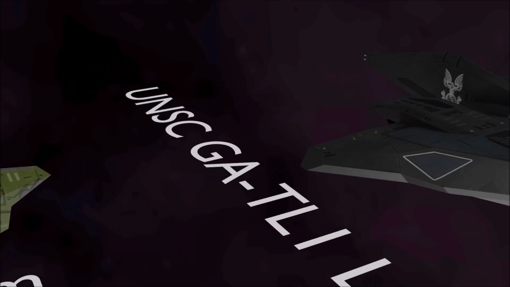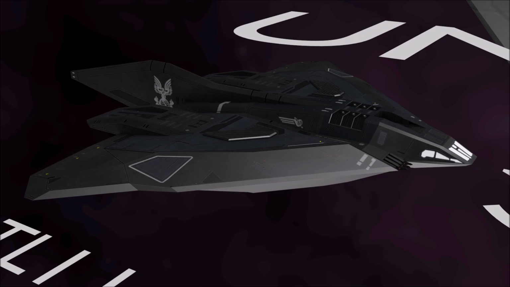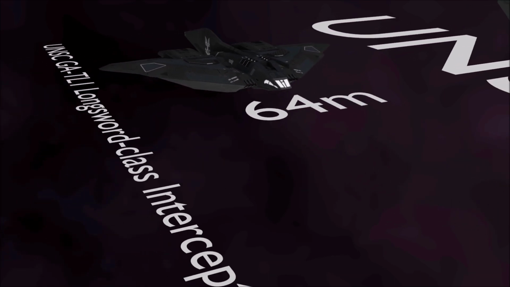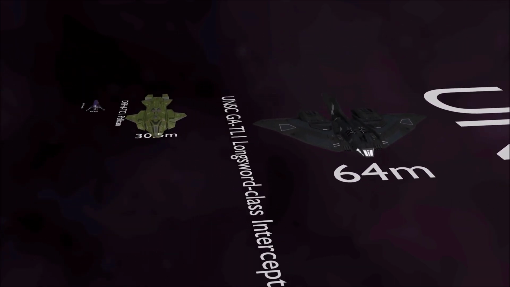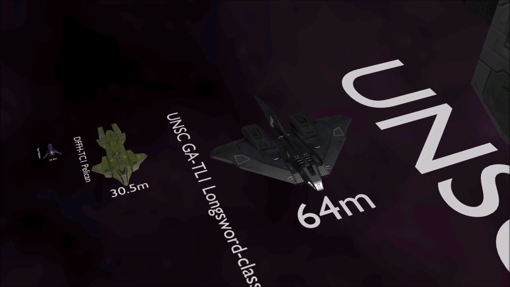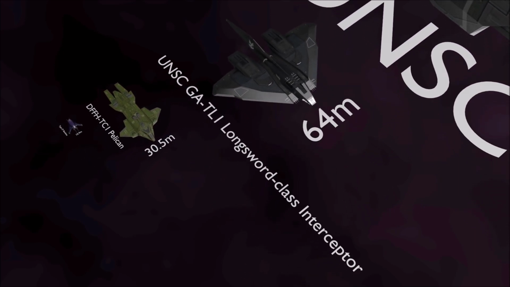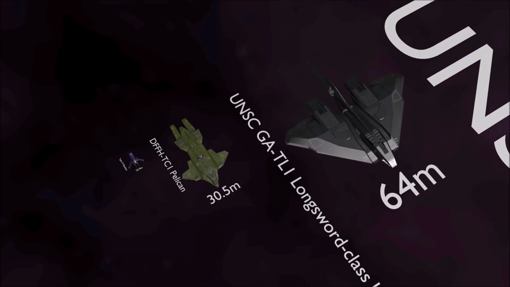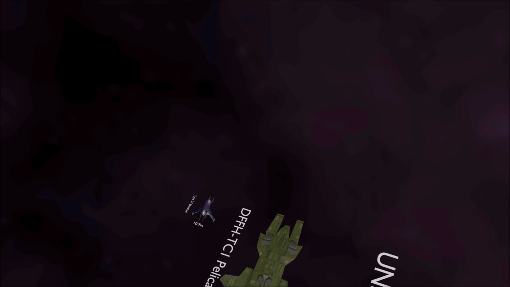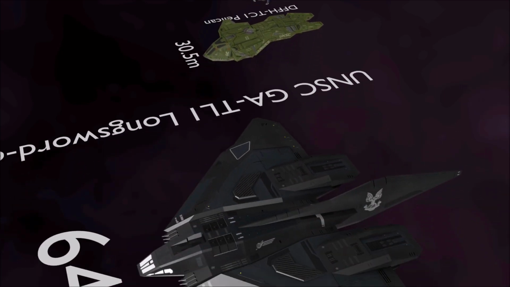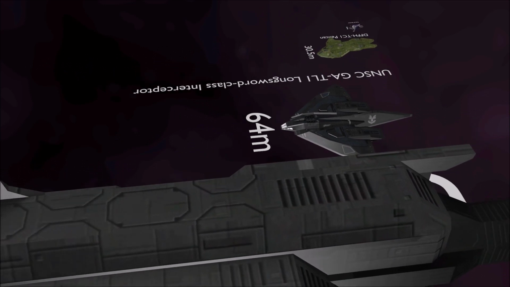Next is the UNSC Longsword, which is around 64 meters in length. The Longsword is the main interceptor in the UNSC. It's used as a fighter, but it can be used for bombings and direct attacks. Master Chief used the Longsword to escape Installation 04 in Halo CE.